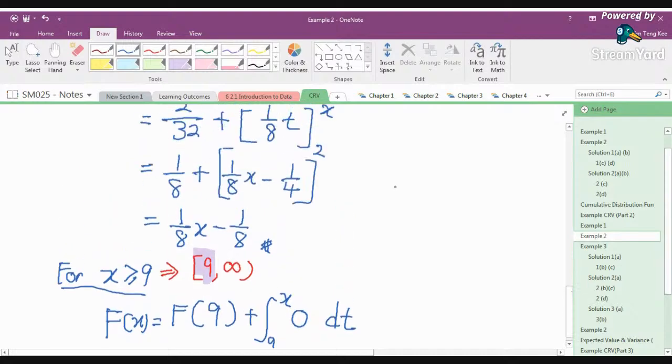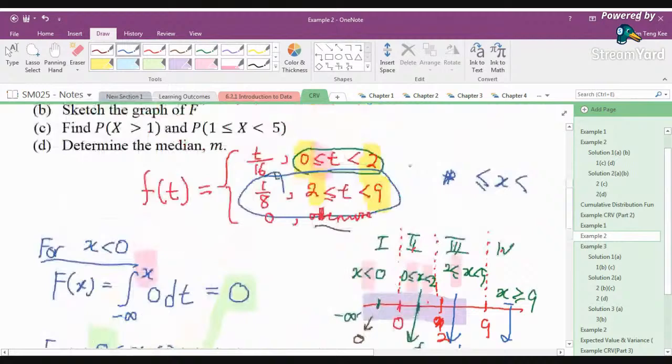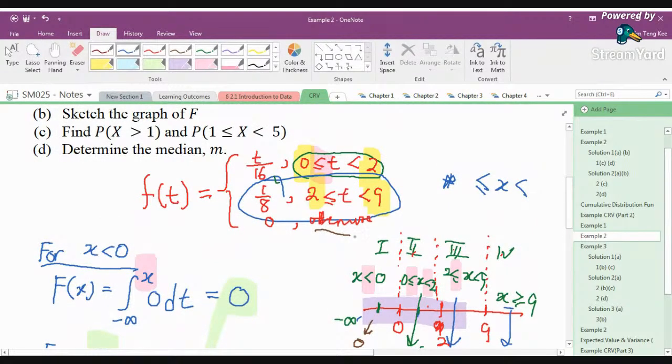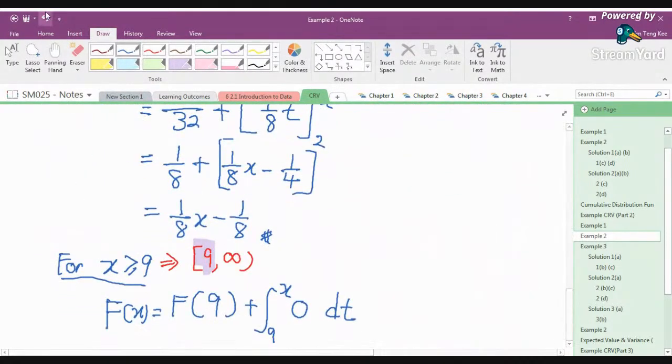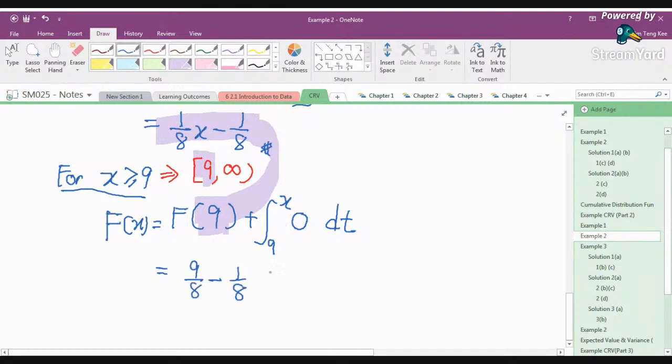Why is it 0? Because this part is referred to as otherwise. Greater than 9 in the definition here is otherwise. And proceed further with our calculations. What we have here now is F(9), and for F(9) we substitute 9 into the previous cumulative. So what I have now is 9 over 8 minus 1 over 8. The integral here turned out to be 0. So as a result, I have the answer equals to 1.